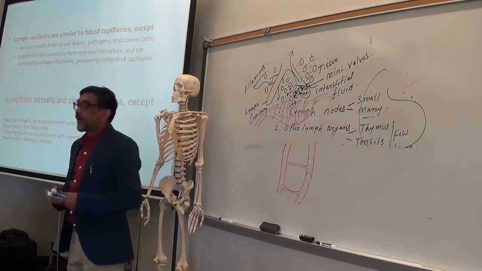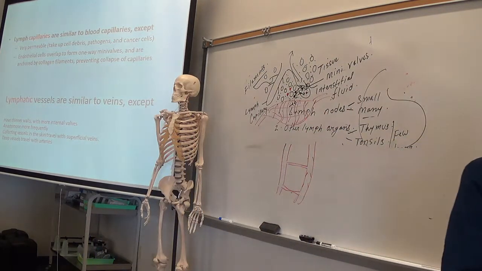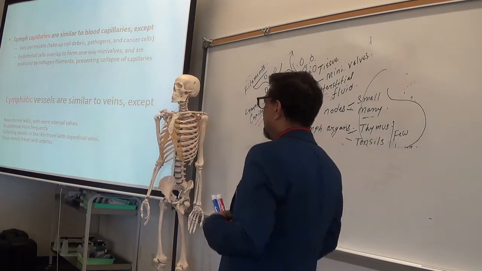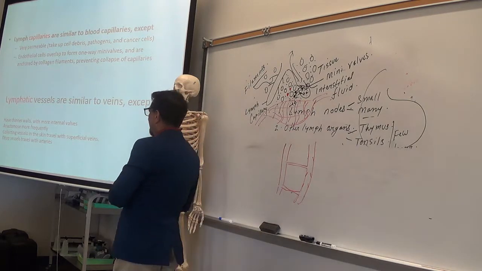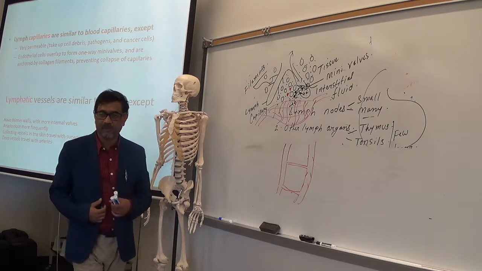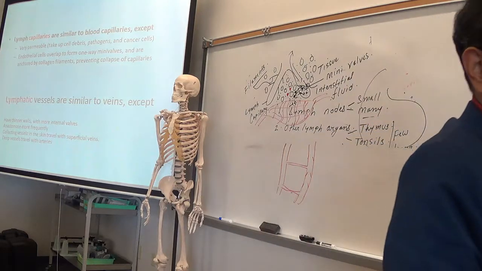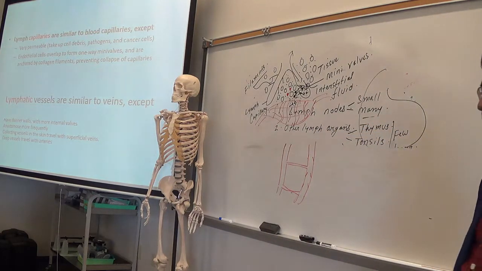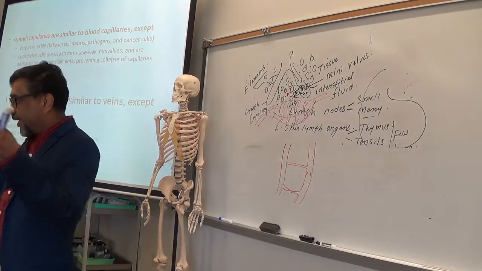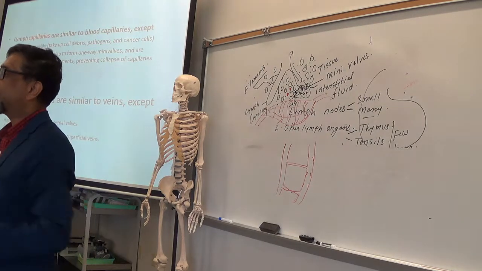Okay. Now there are two sets of lymphatic vessels: superficial and deep. The superficial lymphatic vessels run with the superficial veins, and deep lymphatic vessels run with the arteries. You know, arteries are located in the deeper part of the body. Veins are more superficial. So there are two sets of lymphatic vessels. Make sense? One set runs with the superficial veins, and another set runs with the arteries.